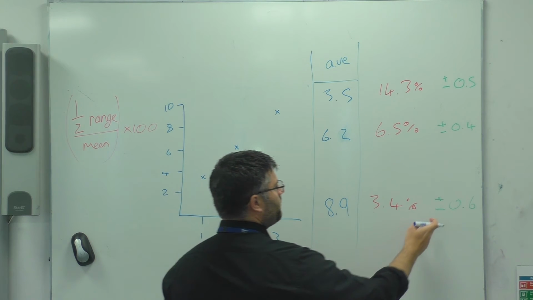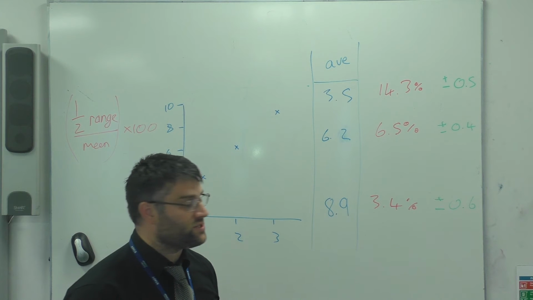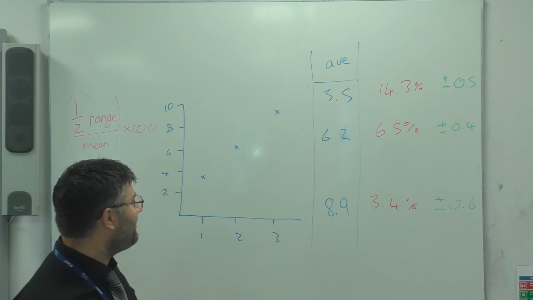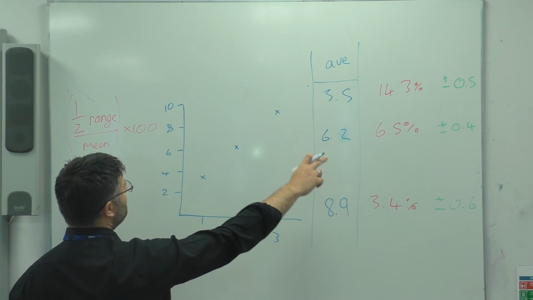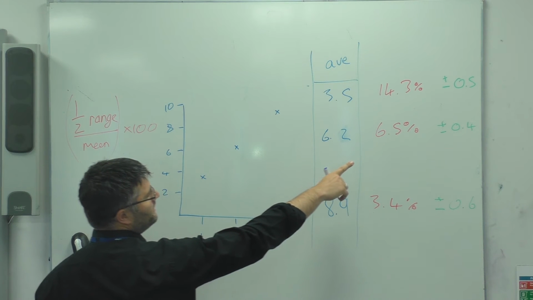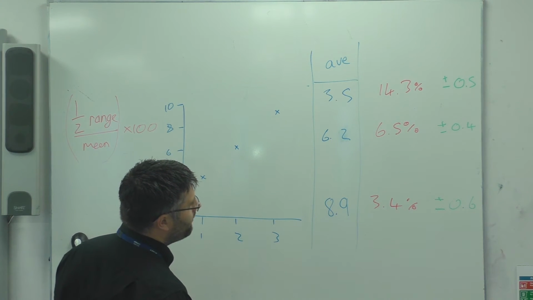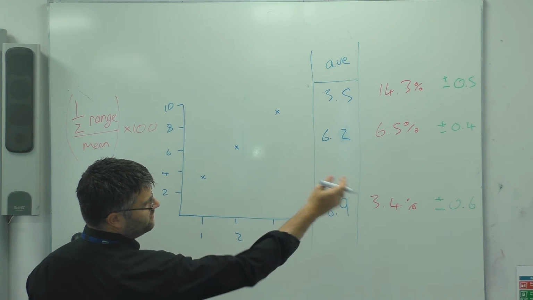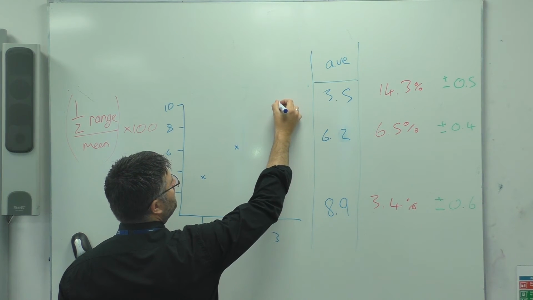So we've got, however, a range here, or an uncertainty. So we can actually plot an uncertainty around my average. So we've got plus or minus 0.5, plus or minus 0.4, plus or minus 0.6. So what we're ending up with here is, we can draw some error bars. So the one at the top is going to be the biggest one.